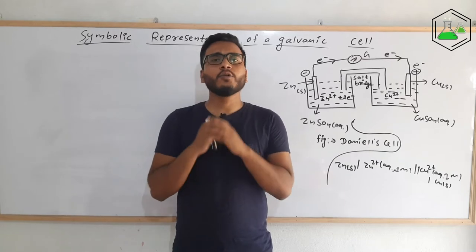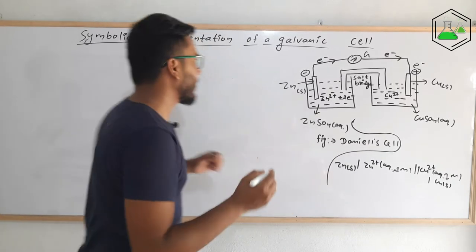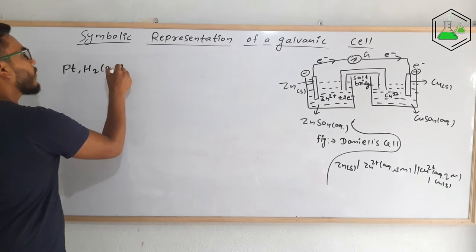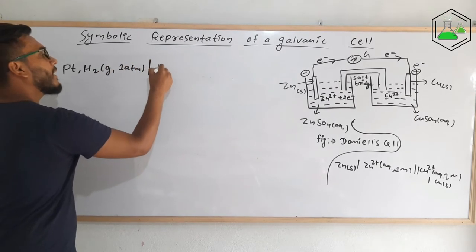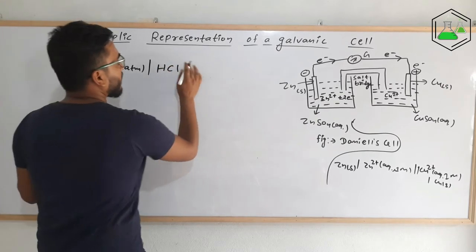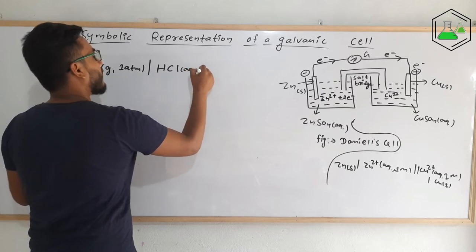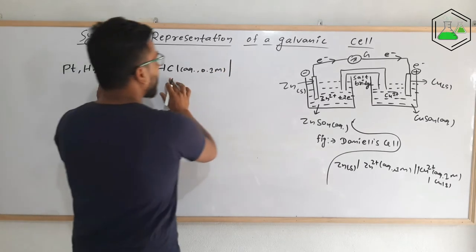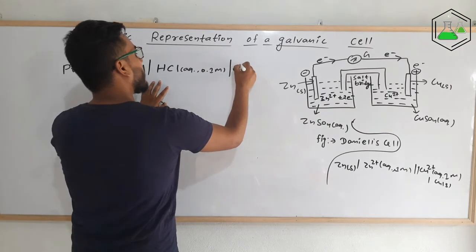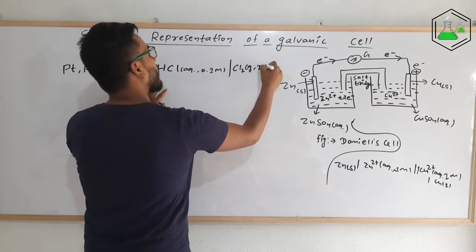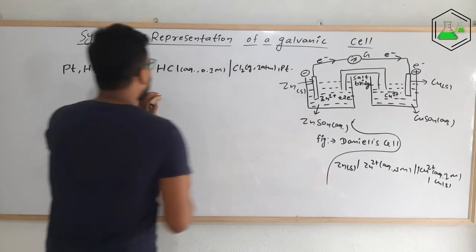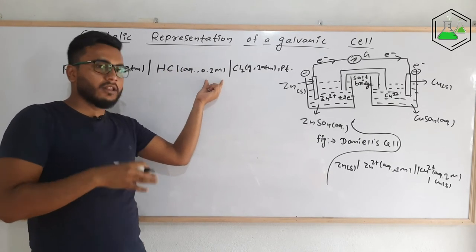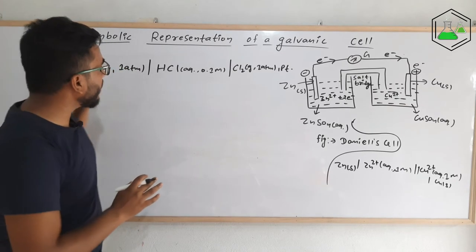Similarly, sometimes the electrodes are kept in the same electrolyte. An example of that is platinum, H2 gas at 1 atmosphere pressure, kept in HCl solution. This is aqueous and its concentration is 0.1 m, and this is the same electrolyte for another reduction half as well, that is Cl2 gas, 1 atmosphere pressure, platinum. So what do we see over here? If the electrolyte is the same, everything is the same, they are given in aqueous form, their strength, temperature and pressure are the same, then we represent it like this.